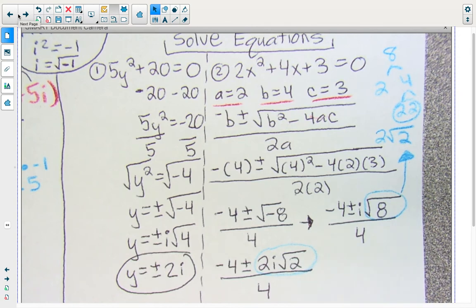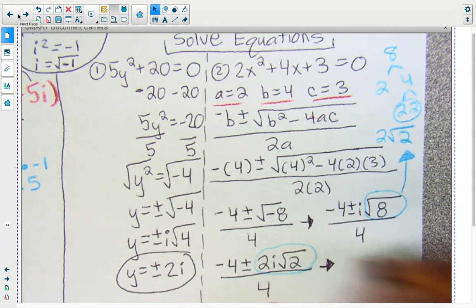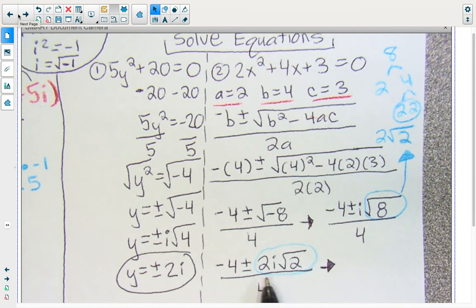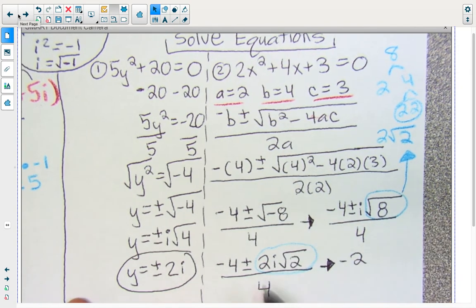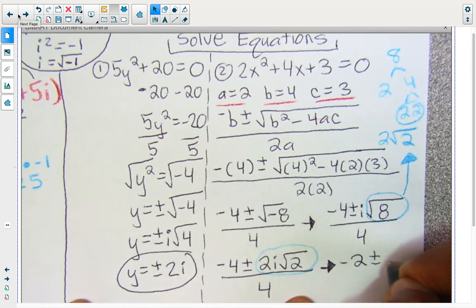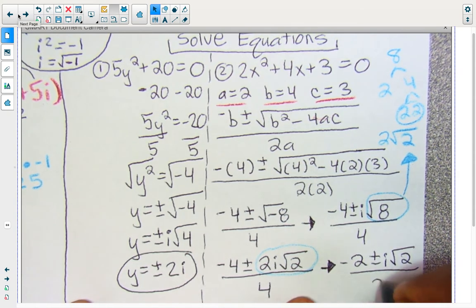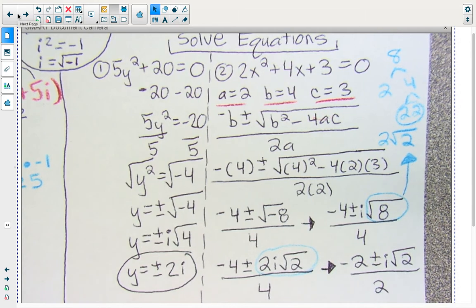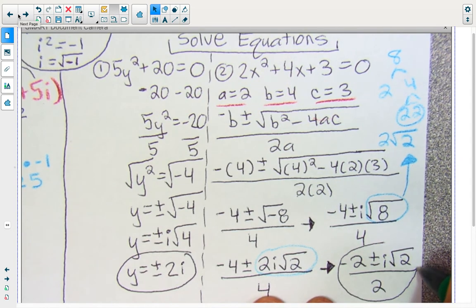And last up, finally, this was definitely a long problem. I can reduce everything. Negative 4, 2, and 4 are all divisible by 2. So I can simplify this. I can divide this by 2. I can divide this by 2. And I can divide 4 by 2. One additional step, if we wanted to, I can separate this and make it be a fraction, or we can leave it just like this.